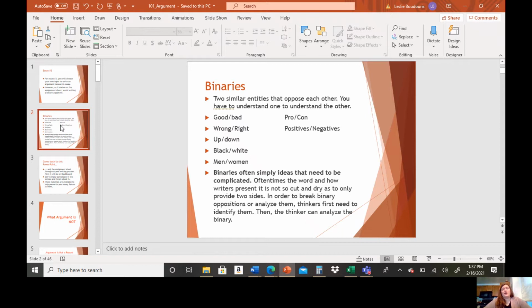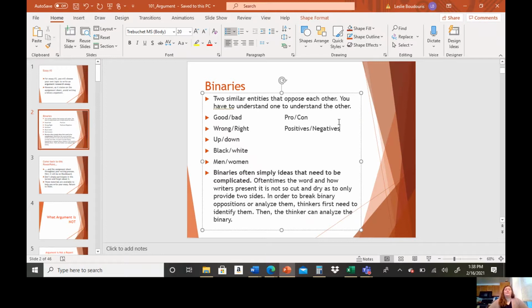Again, a binary or binary opposition is two similar entities that oppose each other. A lot of times I get pro-con arguments, which aren't really arguments, it's just a list of different pros and cons. Similar with positives and negatives, I've seen a lot of essays where somebody just lists the positives and negatives, or pros and cons, of a specific topic. You 100% do not want to do that.